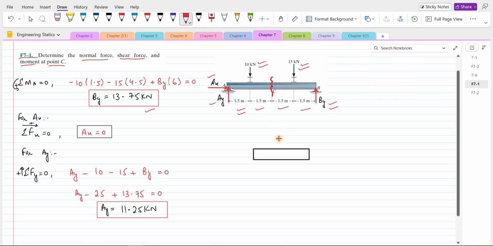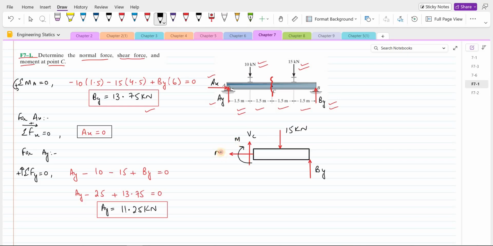We have a force of 15 kilonewtons. We have the support reaction By. We have the normal force Nc. We have the shear force Vc, and we also have a moment reaction. I am considering it in the clockwise direction. Let's label them. This is 15 kilonewtons. This is the support reaction By. This is the shear force Vc. This is the internal moment M. And this is the normal force Nc.